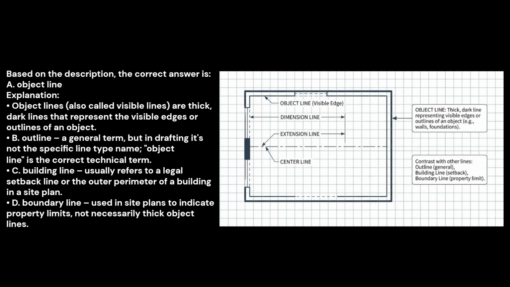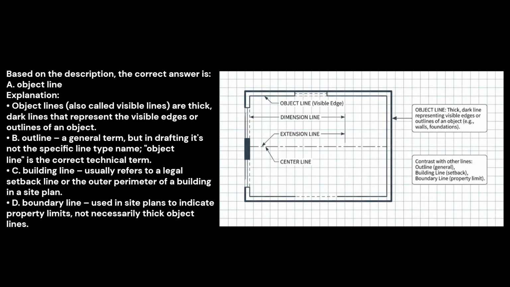Object line. Explanation. Object lines, also called visible lines, are thick, dark lines that represent the visible edges or outlines of an object. In architectural or engineering drawings, they are used to show elements like walls, foundations, and other visible boundaries in a plan. The other options, while related, are not the standard drafting term for thick dark lines representing visible parts.